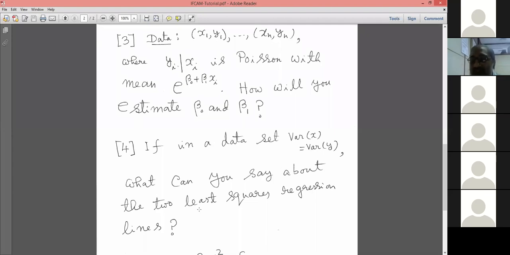So the slope is the same, but with respect to x and y, the intercept will be negative of one another. No, no, no. I think the answer is much more simple. Let's hear. The slopes will be reciprocal of one another. Yes, the slope of one is the reciprocal of the other.